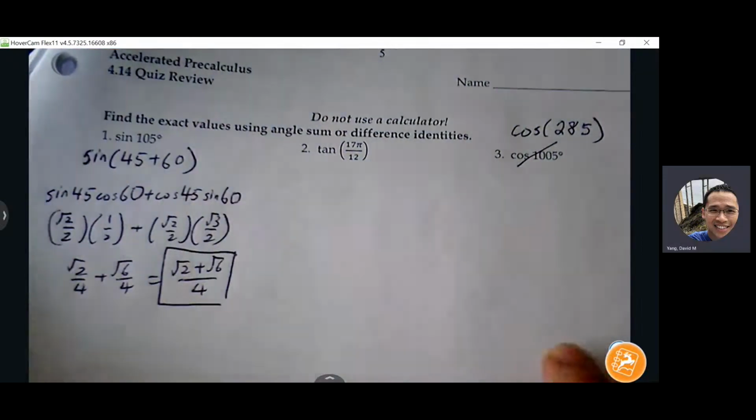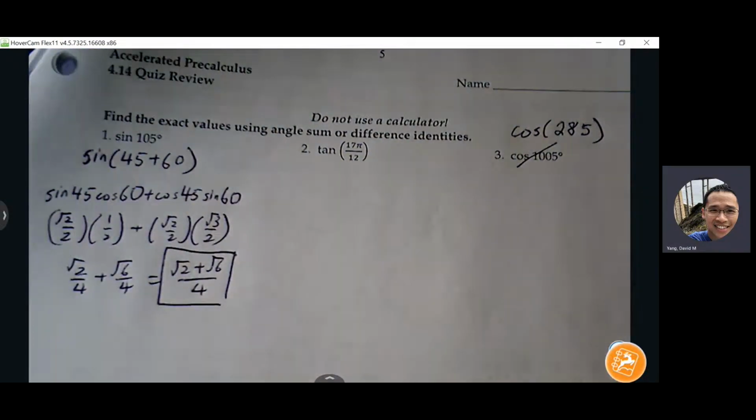Root 2 and root 6 do not combine. Those are not like terms, so the best we can do is put them next to each other, but we can't make that root 8. It's not the same thing. Any questions with number 1?